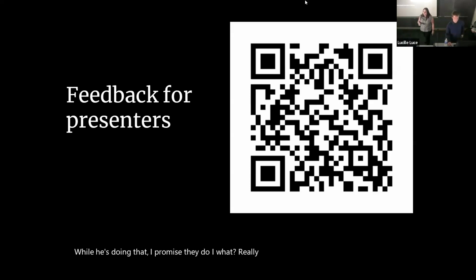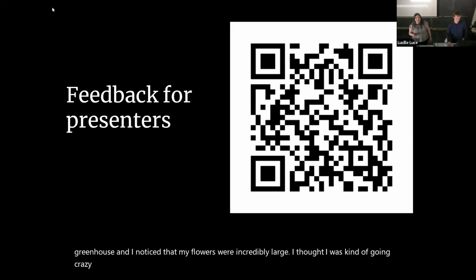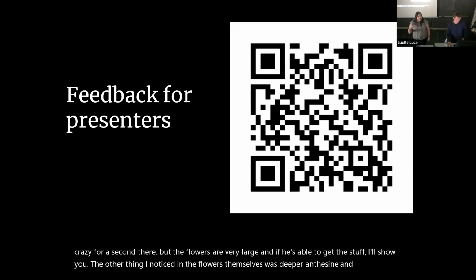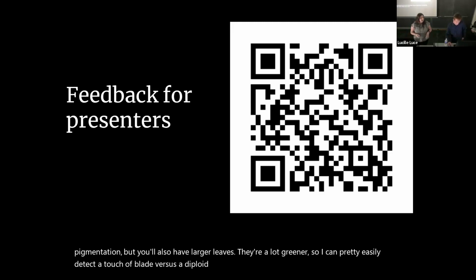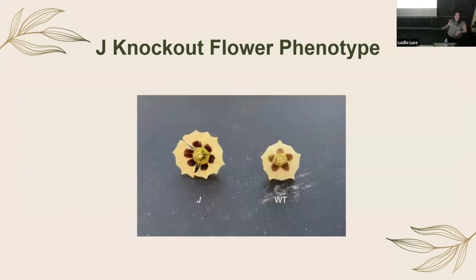What really started this off for me was I was in the greenhouse and I noticed that my flowers were incredibly large. I thought I was kind of going crazy for a second there, but the flowers are very large, and if he's able to get this up, I'll show you. The other thing I noticed in the flowers themselves was deeper anthocyanin pigmentation. But you'll also have larger leaves. They're a lot greener, so I can pretty easily detect a tetraploid versus a diploid in my plants now. So if it ever comes back, you'll be able to see it. There we go. So not only are they larger, but they're also more pigmented, both in the petals and the filaments. This isn't necessarily a phenotype. I think this is a jointless phenotype, but I'm just showing the darker pigmentation here, and in the filaments you have anthocyanin pigmentation.